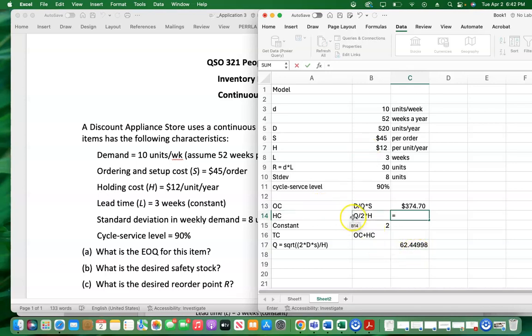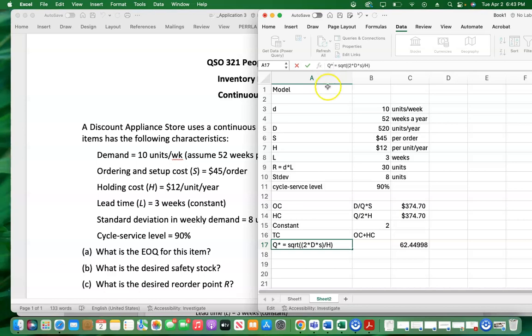So let's find HC as well. And this is Q divided by 2 times H. So Q is 62 divided by constant, which is this one, times H. And H is 12. So if you click that, you can enter, and then you can see we have the same cost. The ordering cost and holding cost are the same. And so this quantity is actually the required quantity or desired quantity.